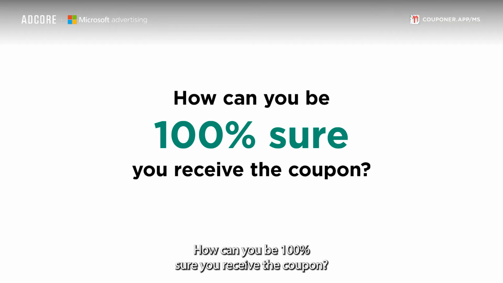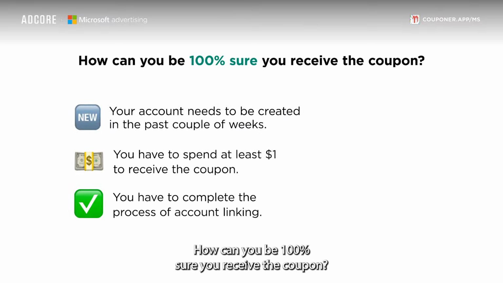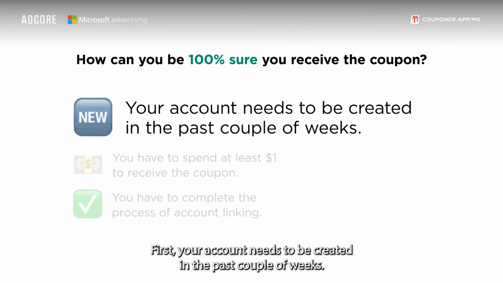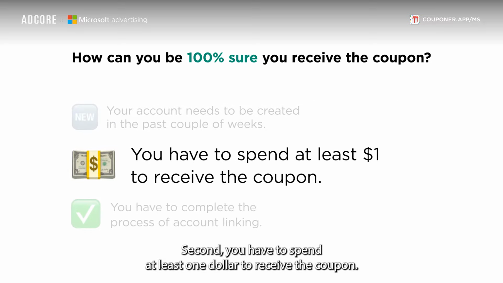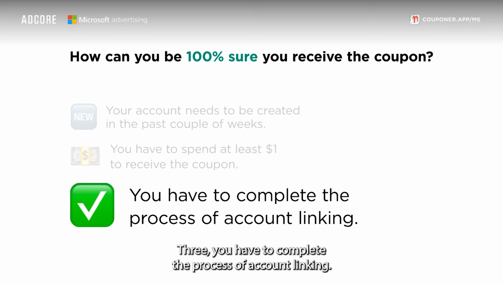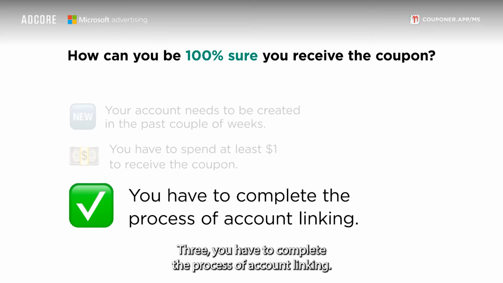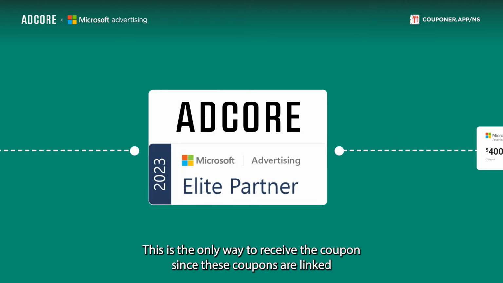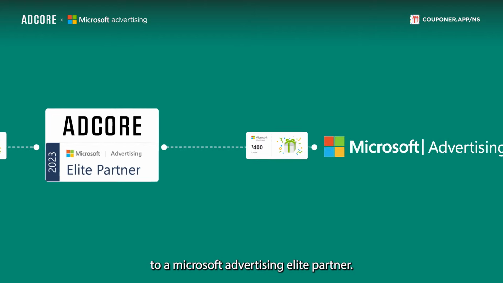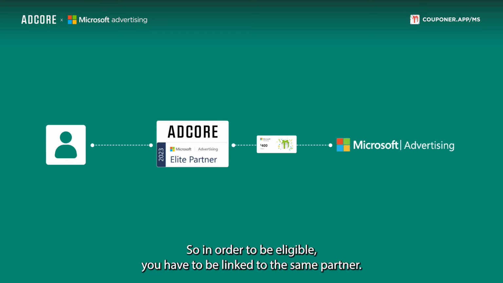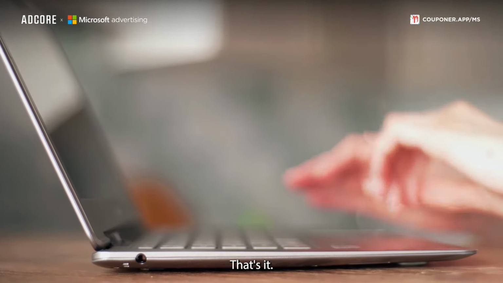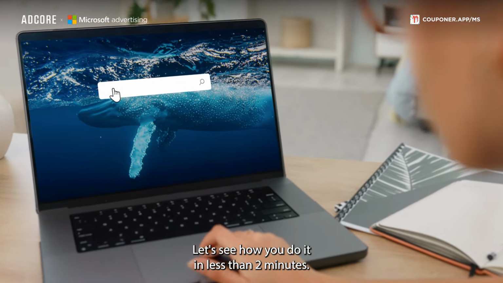How can you be 100% sure you receive the coupon? First, your account needs to be created in the past couple of weeks. Second, you have to spend at least $1 to receive the coupon. Third, you have to complete the process of account linking. This is the only way to receive the coupon since these coupons are linked to a Microsoft Advertising Elite partner. So in order to be eligible, you have to be linked to the same partner. That's it. Let's see how you do it in less than 2 minutes.